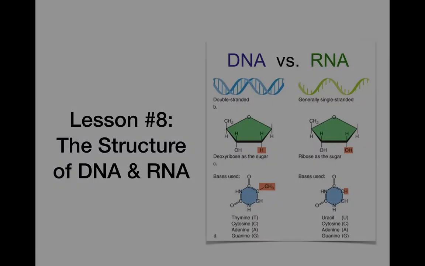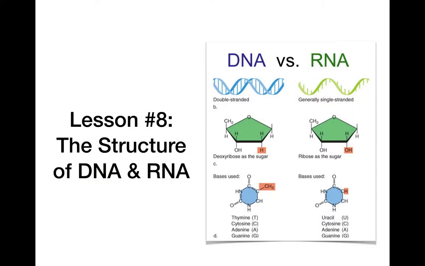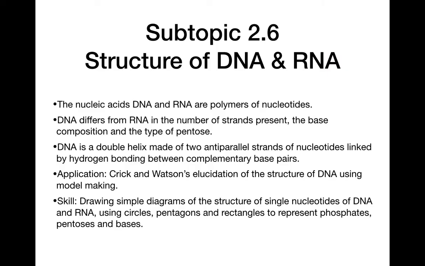Okay, here we are. This is lesson number 8 for SL and HL students, the structure of DNA and RNA. This is topic 2.6, and we're almost at the end of topic 2, guys. So, structure of DNA and RNA, here's your list from the IBO. The nucleic acids DNA and RNA are polymers of nucleotides.